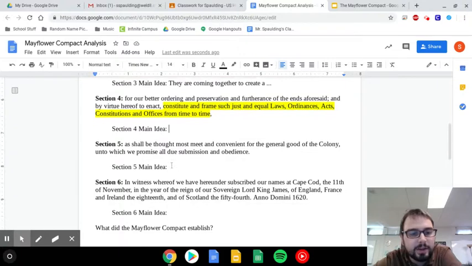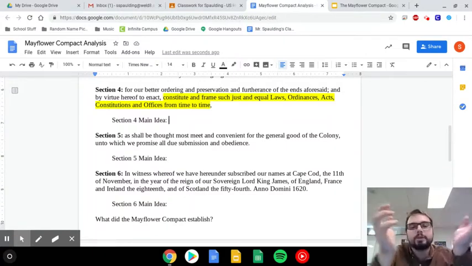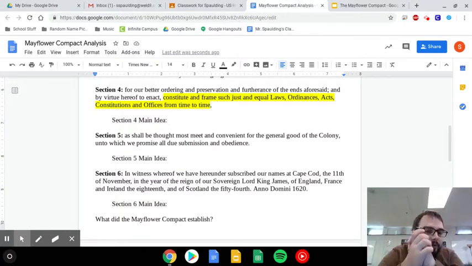All right, moving on to section 5 and section 6. I am just going to read these sections. You need to decide what should be highlighted and what the main idea for each is. But I'll go ahead and read them. Section 5. So backing up real quick to get us into that. They're creating constitutions and offices from time to time, as shall be thought most meet and convenient for the general good of the colony. They'll establish times to meet and get together. Unto which we promise all due submission and obedience. Basically, they're saying we promise to abide by and follow these laws and what we're agreeing to here.